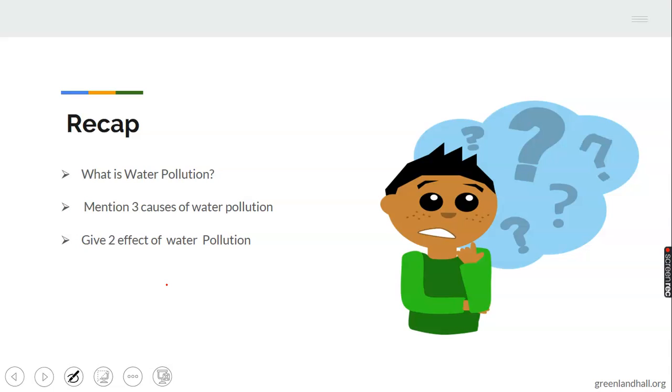Now let's find out what we have been able to learn in today's class. What is water pollution? That is when... Good. Now let's mention some causes of water pollution. Just 3. Let's mention 3 causes of water pollution. Good. Now let's go to the effects of water pollution. Just give me 2 effects of water pollution. 2. And then good. All right.